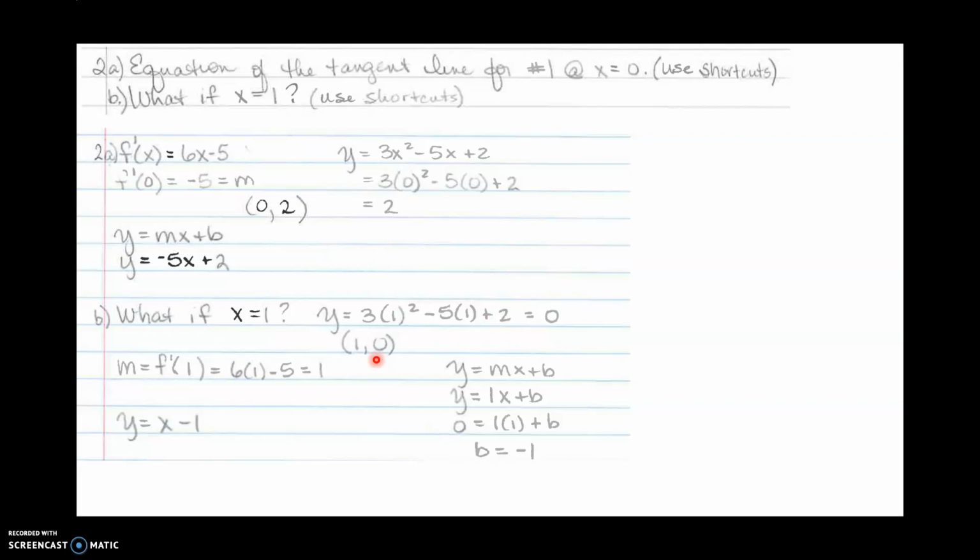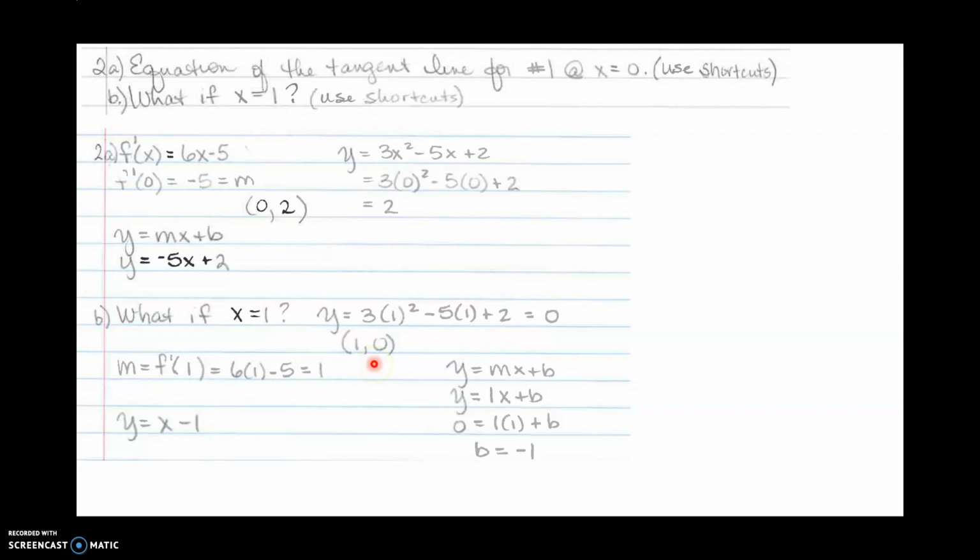Now I need a slope, all right? So remember that the slope was 6x minus 5, and we're finding the slope at 1. So we'll plug in 1 into 6x minus 5, there's our 1 in for x. That gives us a positive 1. So now I have a slope of 1 and a point of 1, 0.